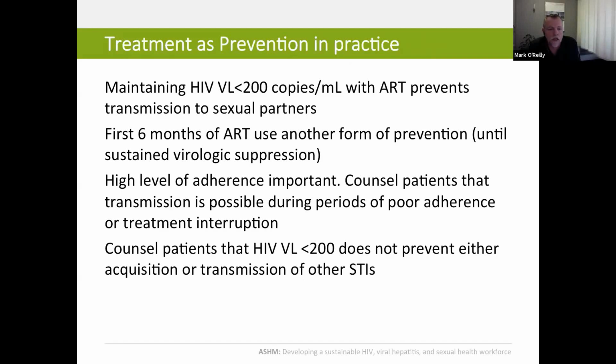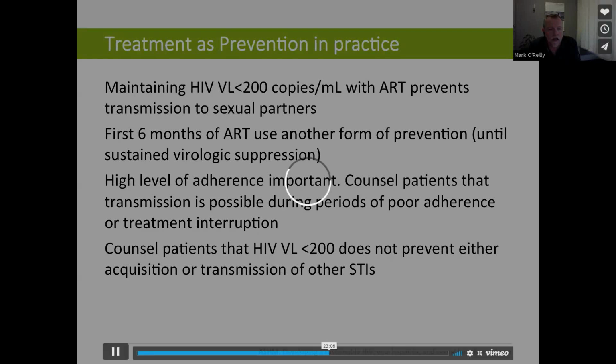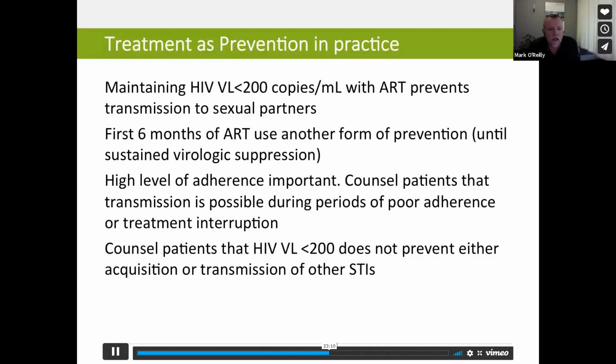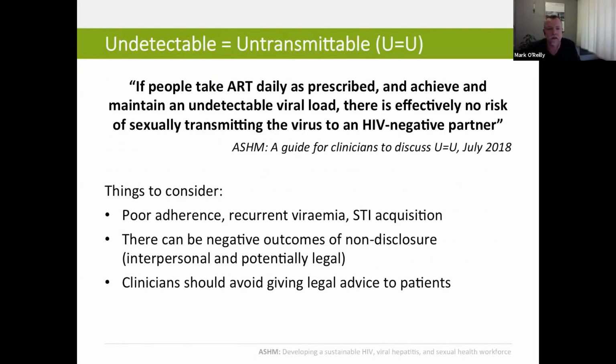So it's important to counsel patients that transmission is possible during periods of poor adherence or treatment interruption when the viral load rises above 200. And of course, it's important to note that a viral load less than 200 copies per mil does not prevent either acquisition or transmission of other STIs.